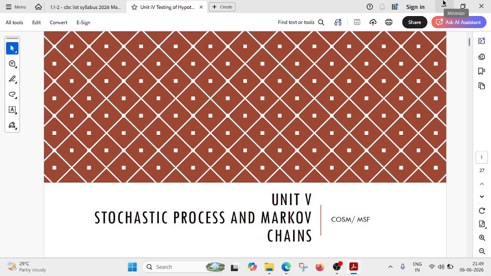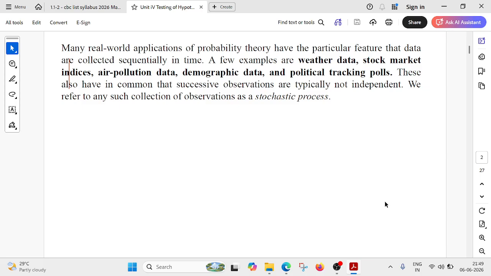The Unit 5 Stochastic Process and Markov Chains. The same syllabus will be there for CYSM and MSF. Now, first we'll see what a stochastic process is. We need to connect it with the history, applications, and properties. What are the definitions? What's the concept behind it? Why are we studying all those things? We'll see now, right?